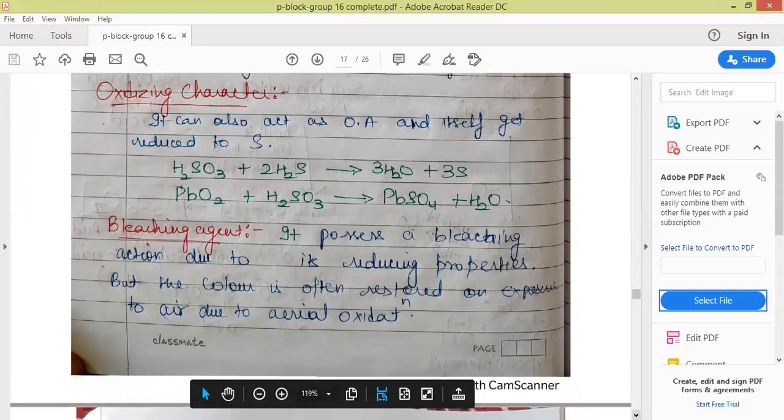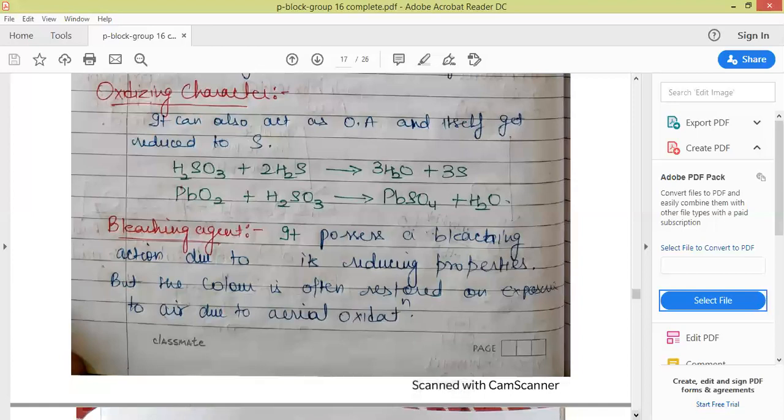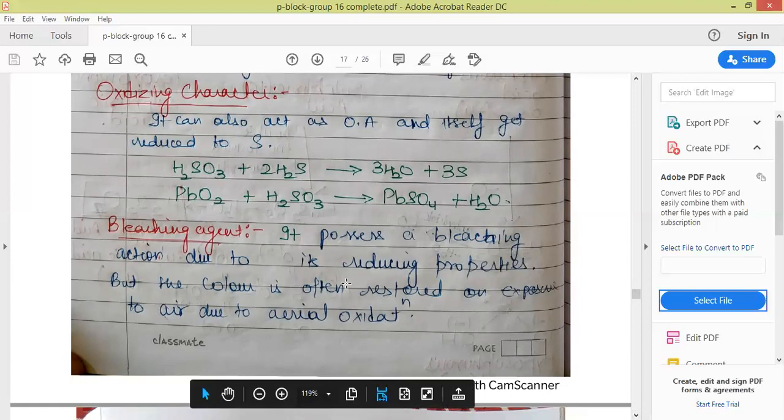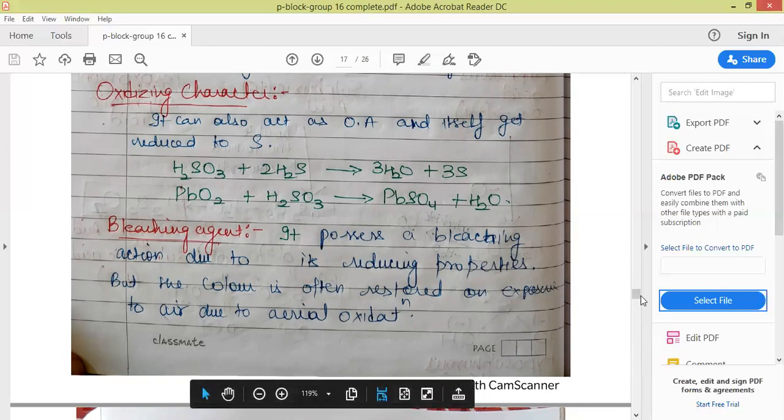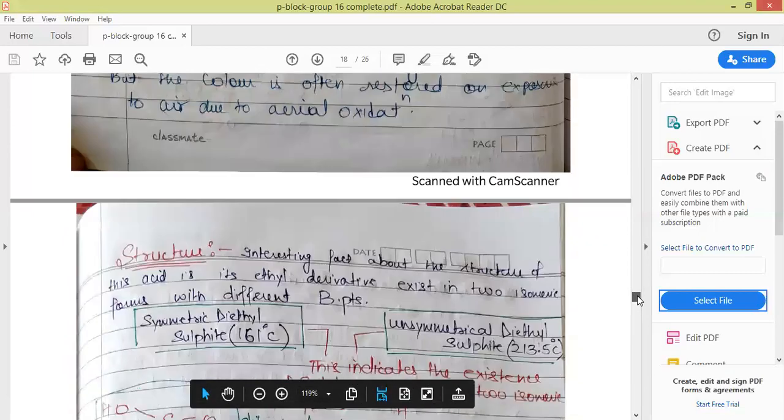It is also a very good bleaching agent. Again, it is a temporary bleaching agent, as it possesses bleaching action due to its reducing properties. But the color is often restored on exposure to air due to aerial oxidation.